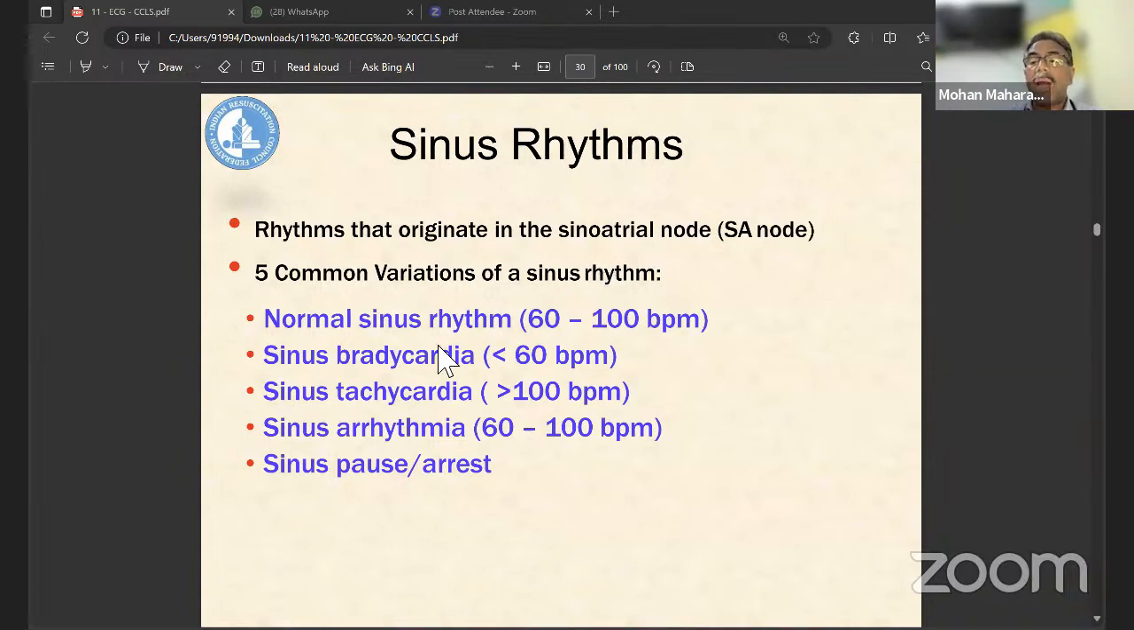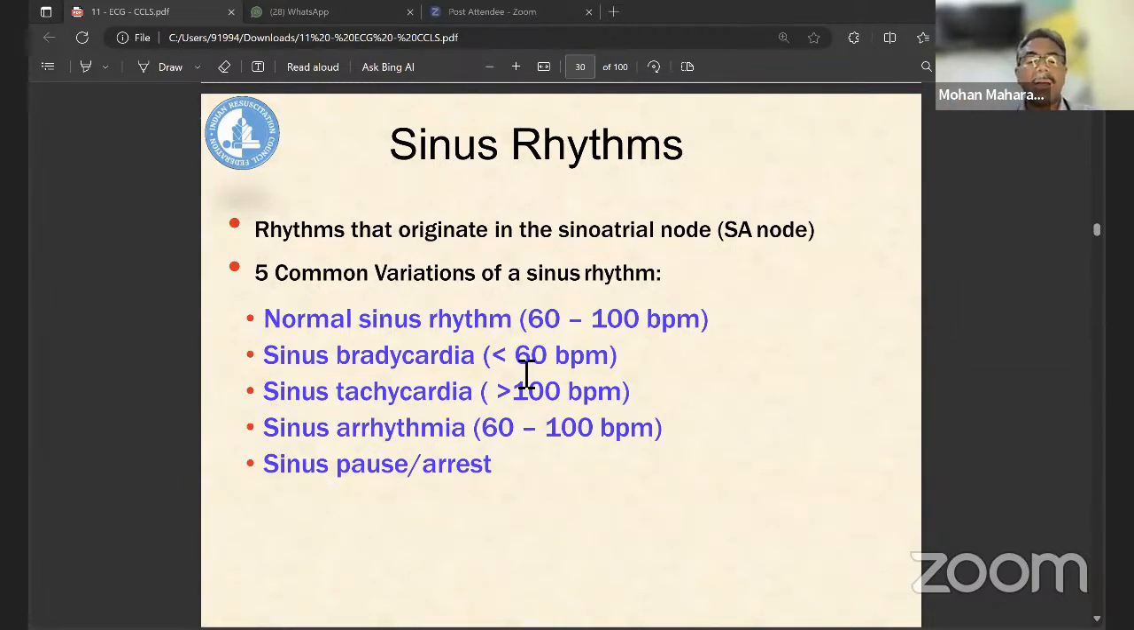But here again, you have a different rhythm without any problems. So if you have a problem, we need to treat it. That means either abnormality in the blood pressure or abnormality in the condition, but otherwise, there are 5 common variations. One is a normal sinus rhythm, where the rate is 60 to 100. And sinus bradycardia, if the rate is less than 60 beats per minute, or tachycardia whenever it is more than 100 beats per minute, or sinus arrhythmia.